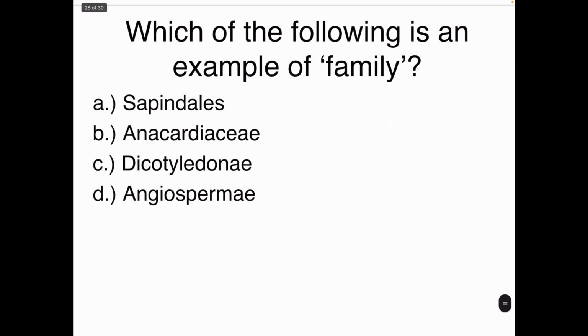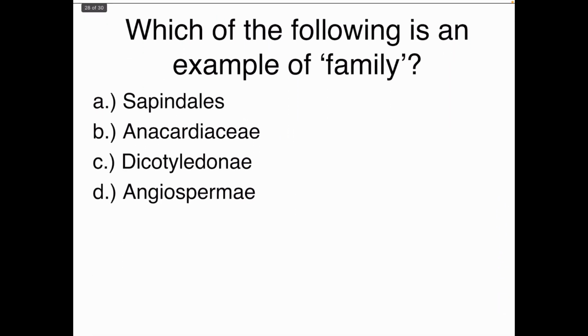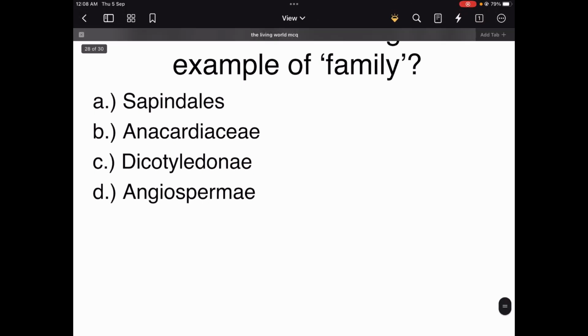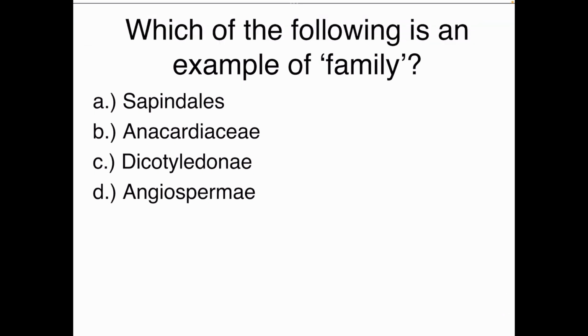Moving on to our next question. Which of the following is an example of family? Option A, Sapindaceae. Option B, Anacardiaceae. Option C, Dicotyledone. And option D, Angiospermae.